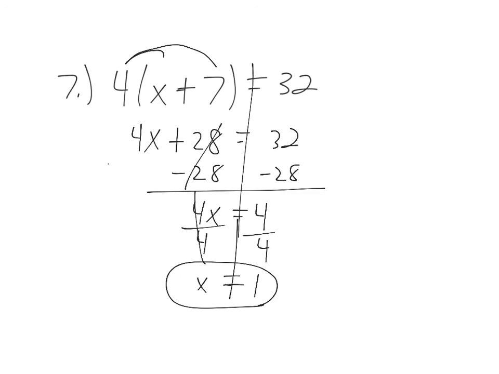Plug that back into the original to check our answer. 4 times 1 plus 7. Well, 1 plus 7 is 8. 4 times 8 is 32. That's true. So x equals 1 is our final answer.